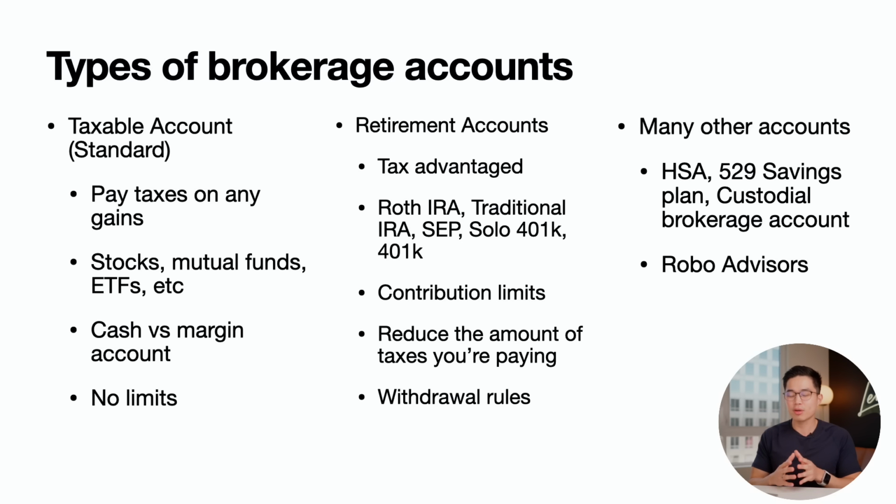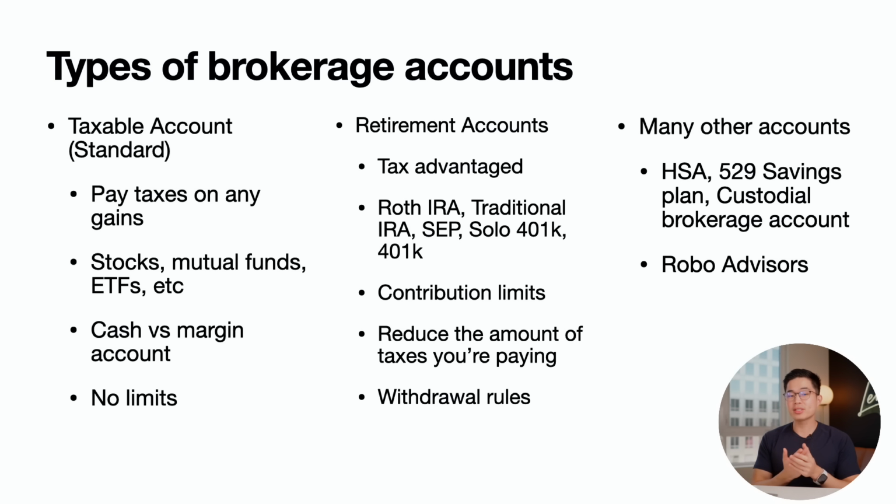And with this account, you're going to be paying taxes on any of the gains you make with your stocks. So let's say you buy a stock for $10, you sell it for $12, you're going to have a $2 taxable gain and you will have to pay taxes on that. With the standard taxable account, you can purchase stocks, mutual funds, ETFs, pretty much anything.